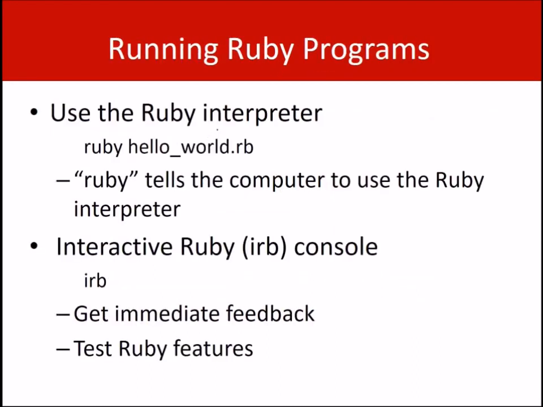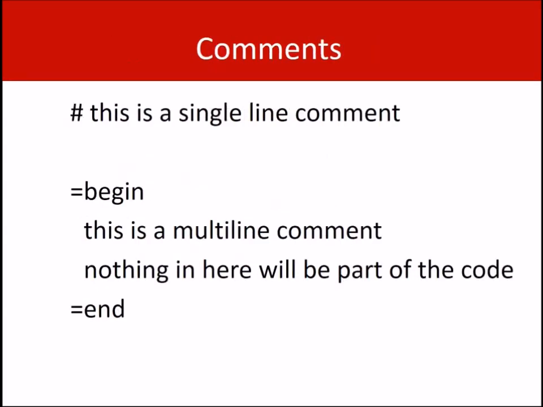How to run Ruby programs? You can use the Ruby interpreter, that is ruby hello_world.rb. You just type ruby and the file name, and ruby tells the computer to use the Ruby interpreter. You also have interactive Ruby, IRB. You have the IRB console, you can easily get immediate feedback, and you can test Ruby features using IRB.